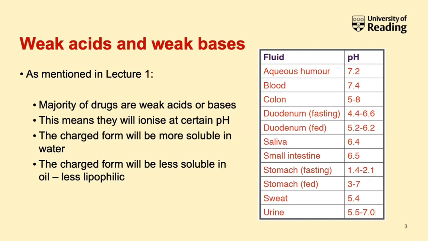So let's have a look at the pHs of different areas, different fluids. So you can see the range of pHs that our drug may have to interact with or may have to survive within. So as you can see, there's quite a range of pHs from very low in the stomach, so very acidic conditions in the stomach, through to the blood, which is 7.4, which I think is the most alkali system that we have. So a range of between 1.4 and 7.4.